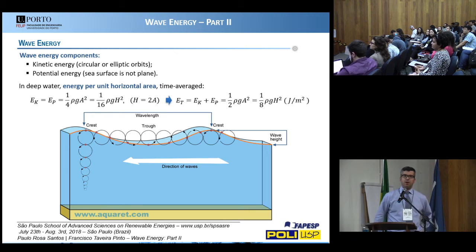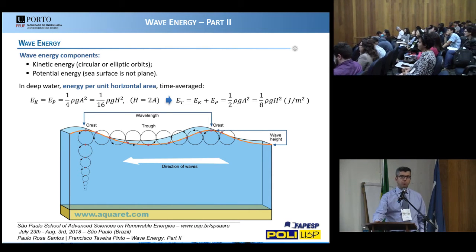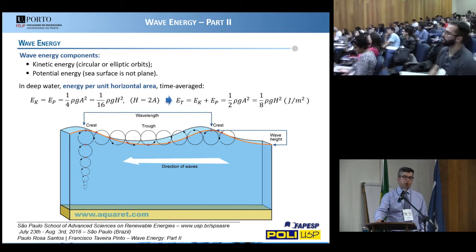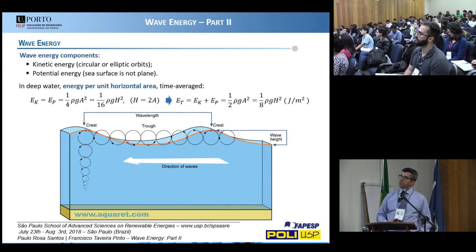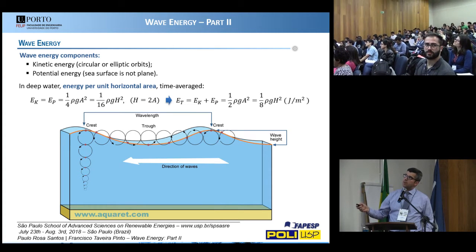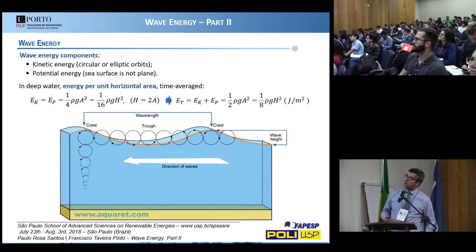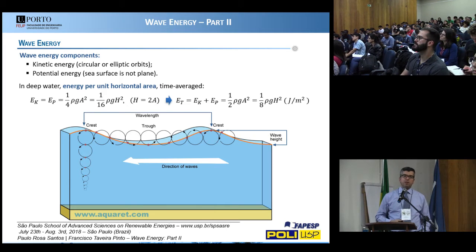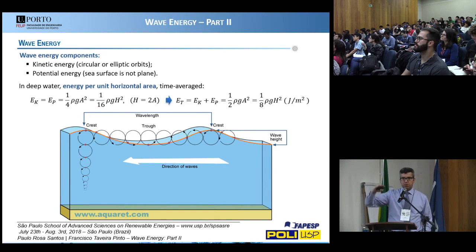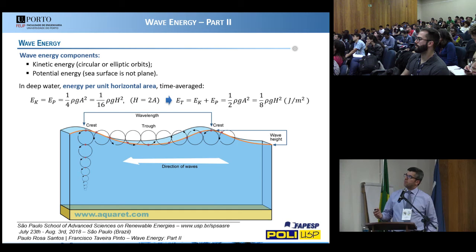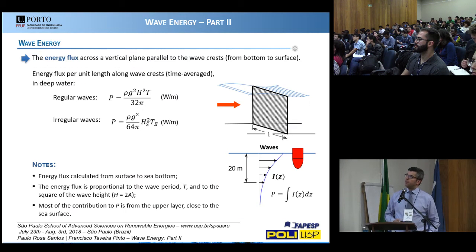In terms of wave energy, we can divide the wave energy into two main components. The kinetic energy, because we have the water particles moving in a circular orbit offshore or elliptical orbit near shore, and we can assess that energy using one of these expressions. And we also have the potential energy that is related with the up and down motion of the sea surface. So that's the important point I want to transmit here.